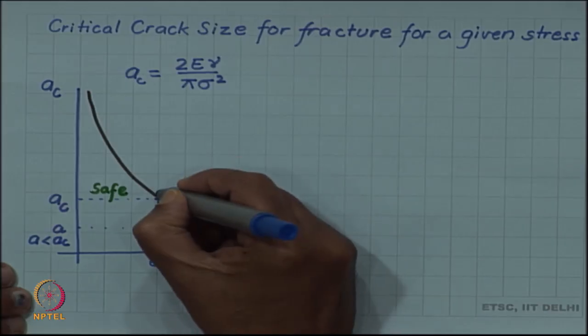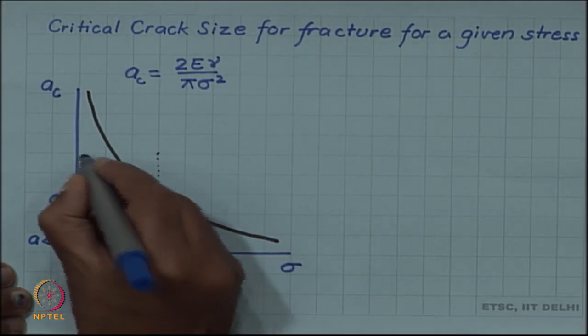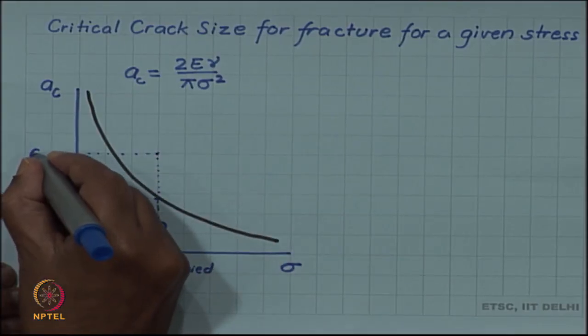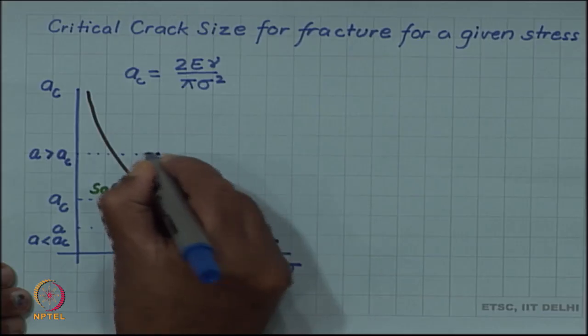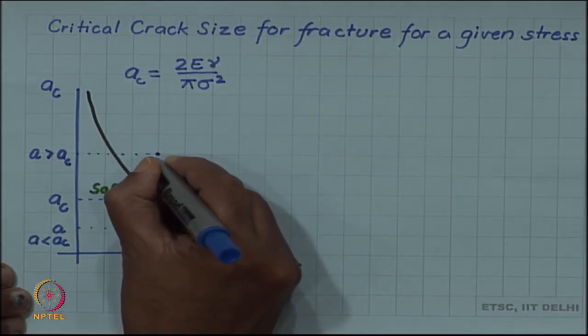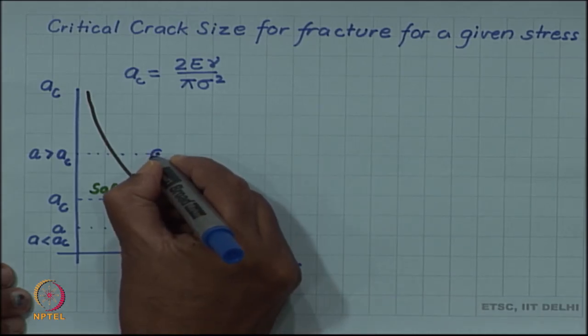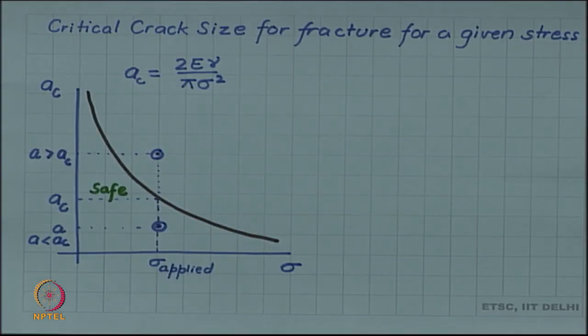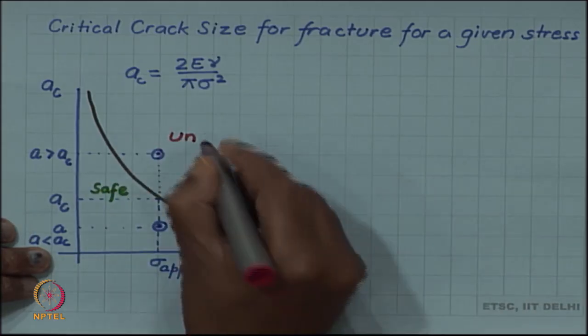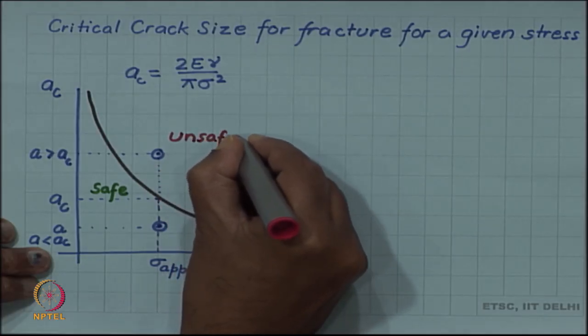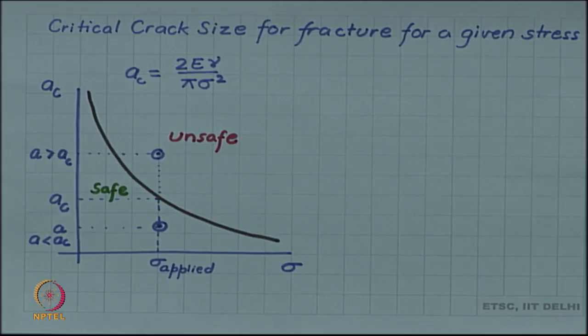However, for the same applied stress, if we have a crack size which is greater than A c, then obviously this crack, according to Griffith's analysis, will propagate and will cause fracture. So, this region is unsafe. Let me mark it with red, and this will be true everywhere above this black line. So, in the A c sigma domain, this line divides the space into two domains, the unsafe domain and the safe domain.